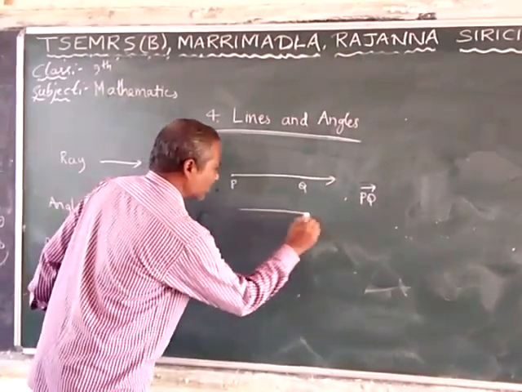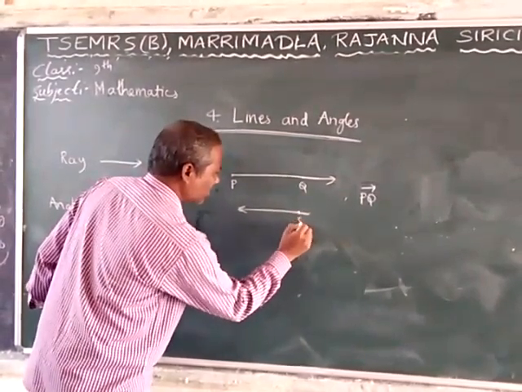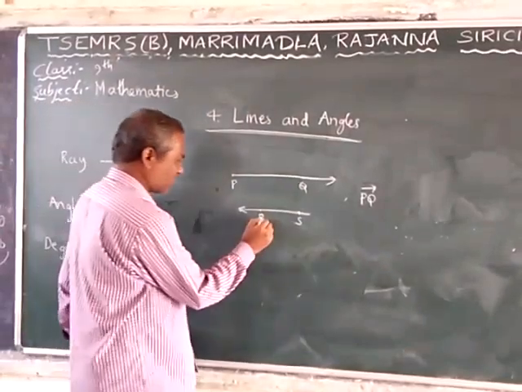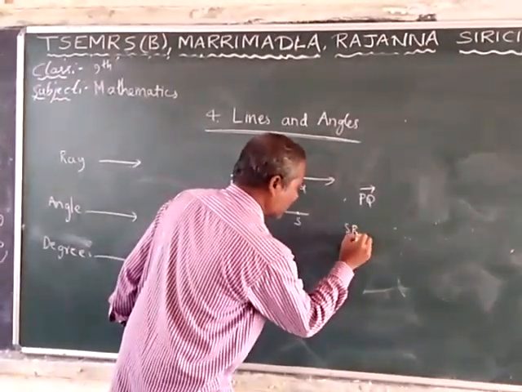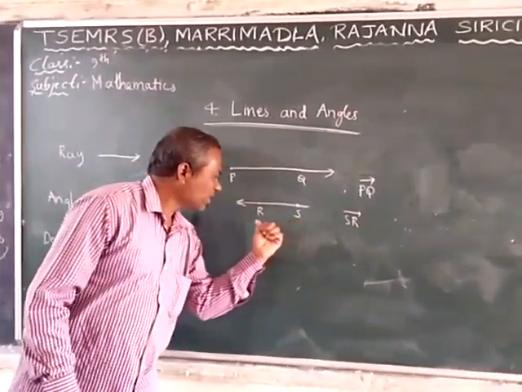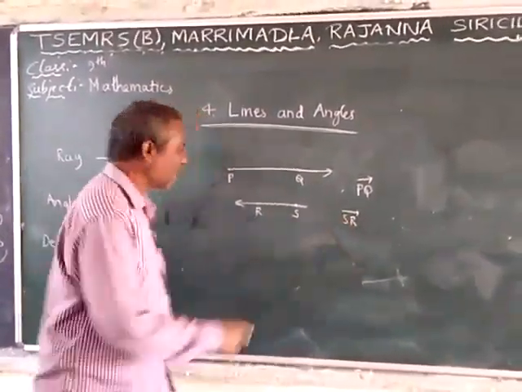If I take another one, SR, I can write this as ray SR. Why? Because S is the starting point, and R is a point on it. So this is for ray.